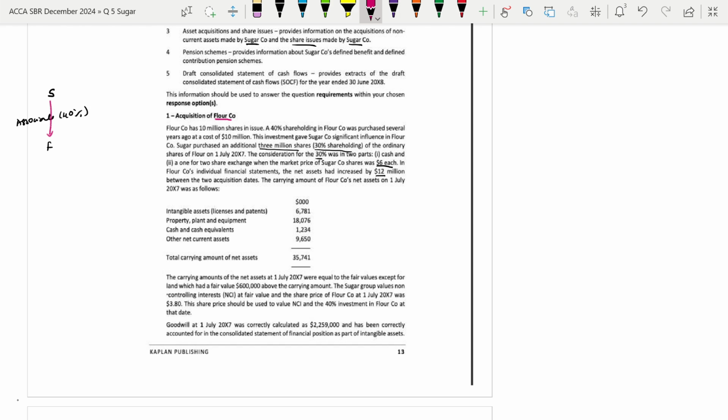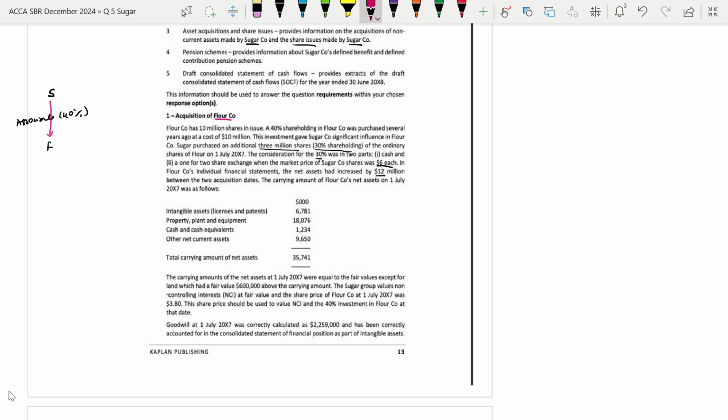So it is an associate because it has a shareholding between 20 to 50%, and it does not have control, but it has significant influence. They have power over the investee and the ability to use that power to affect its activities. Let me make it simple.